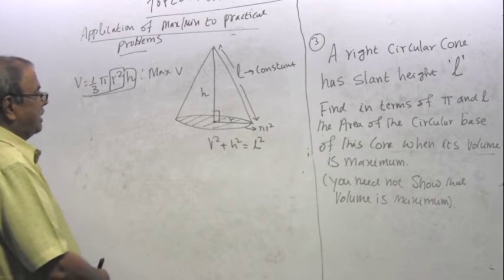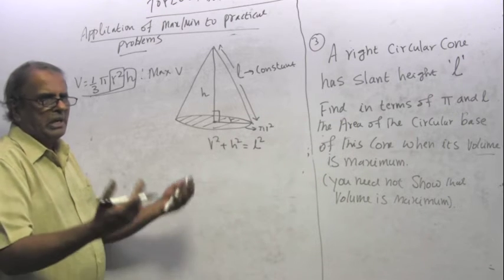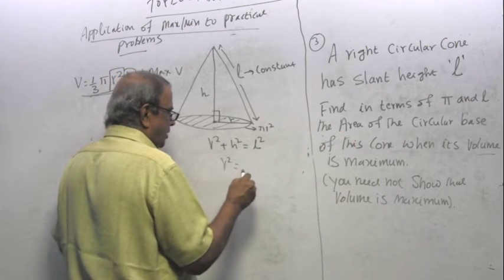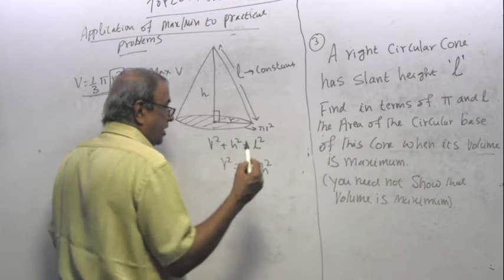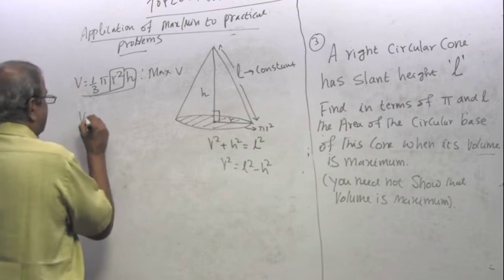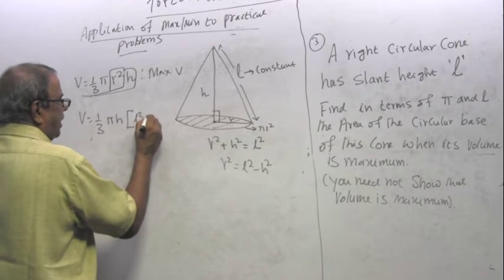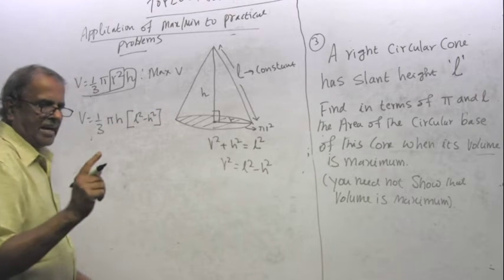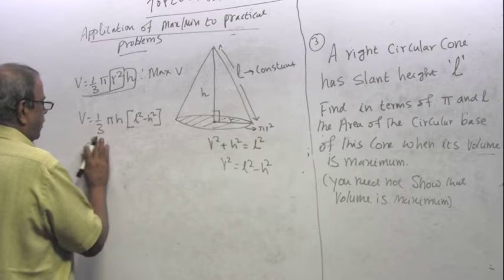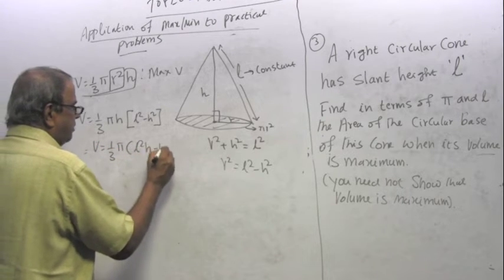You might be wondering, sir, if I make h the subject, I'm going to get a square root, isn't it? Make r squared the subject, find h, and then we can find r. That's easier. So r squared equals L squared minus h squared. You could as well do h equal to the square root, but that way I am avoiding horrible differentiation. V is 1/3 pi h times L squared minus h squared. Please understand, L is a constant. So V is equal to 1/3 pi times L squared h minus h cubed.